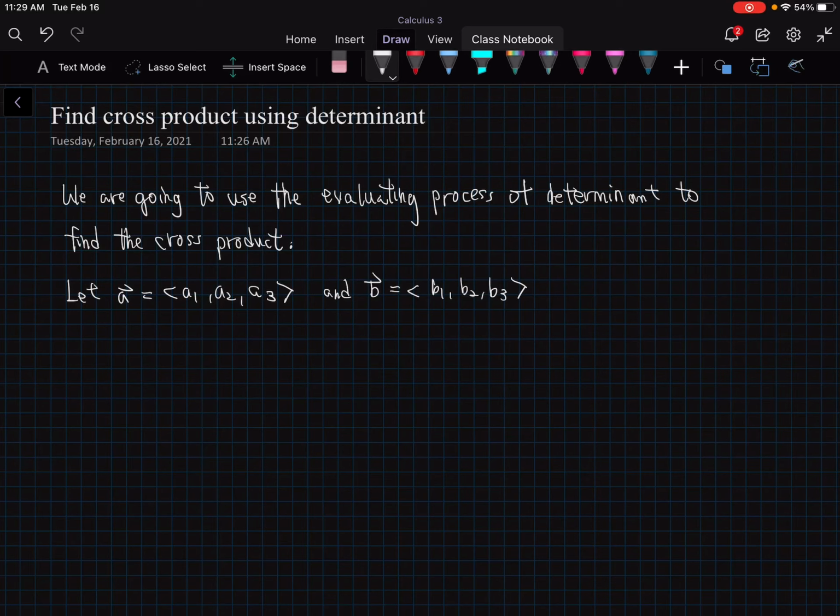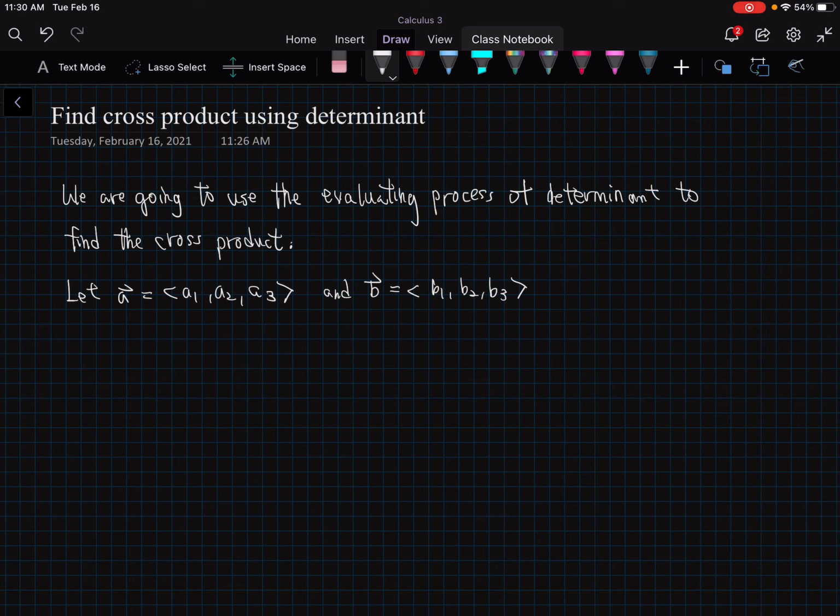Now we're going to use the determinant to find the cross product. We are going to use the evaluating process of the determinant to find the cross product. All right, so we're given two vectors, A equals A1, A2, A3, and B equals B1, B2, B3.